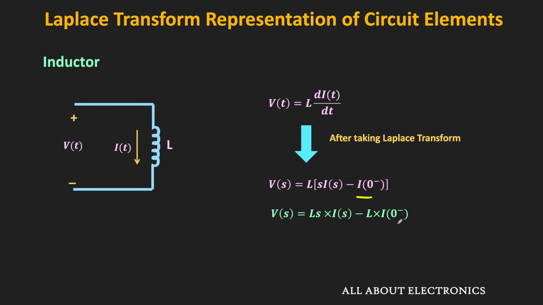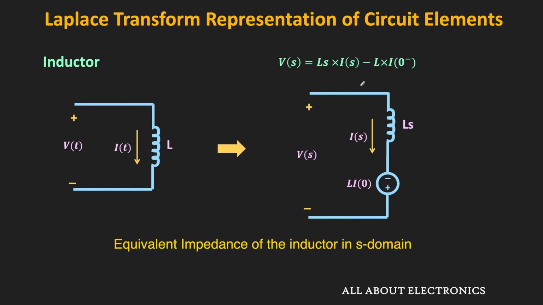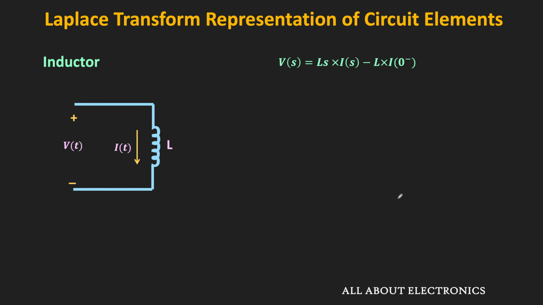Based on the given expression, this is the equivalent S domain circuit for the inductor, where Ls represents the inductance and L times I0 is the voltage due to the initial current. So we can say that this is the equivalent S domain circuit for the inductor. Now using the source transformation, this voltage source can also be represented as a current source. In this expression, let us bring this term to the right hand side. Now if we divide both sides by Ls, then this current I of s can be written as V of s divided by Ls plus I0 minus divided by s.